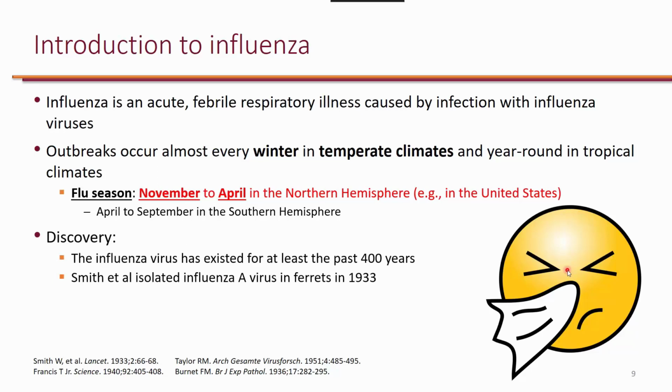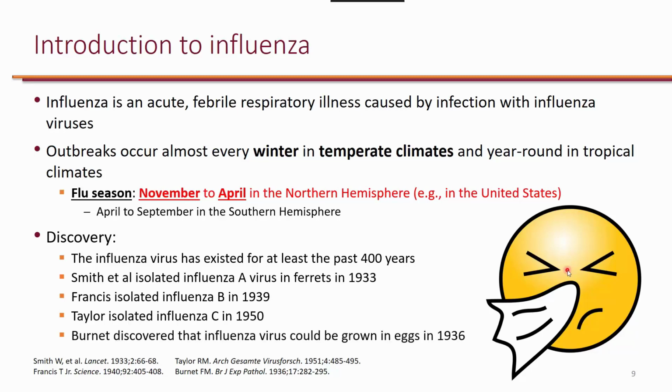Influenza has existed for at least the past 400 years. It was actually isolated in 1933. So influenza A was the first that was discovered, followed by influenza B and C in 1939 and 1950. And then in 1936, we had a huge discovery that influenza virus could be grown in eggs, which gave us the ability to develop vaccines against influenza.